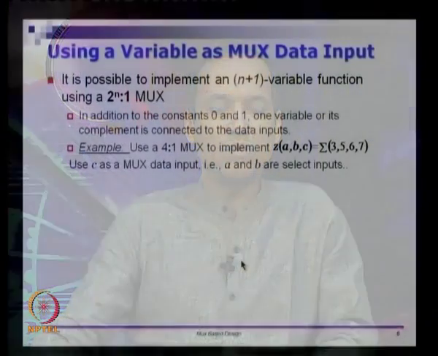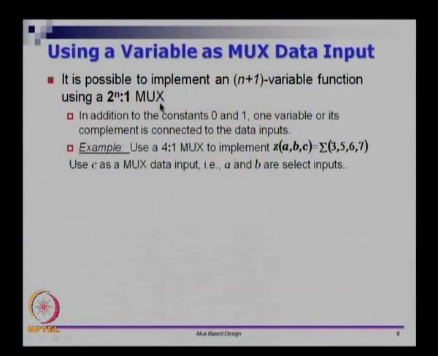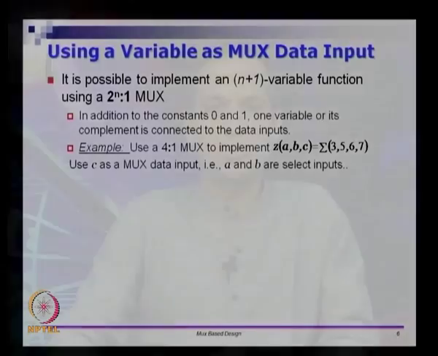Okay. So now there are a few other things that you can do. I will show you how to use a variable as a mux data input. In general you can implement an n+1 variable function using a 2 power n to 1 mux. In the previous slide I said with n inputs you need a 2 power n to 1 mux to implement it, but actually you do not need that. For an n+1 variable function, a 2 power n to 1 mux is enough.